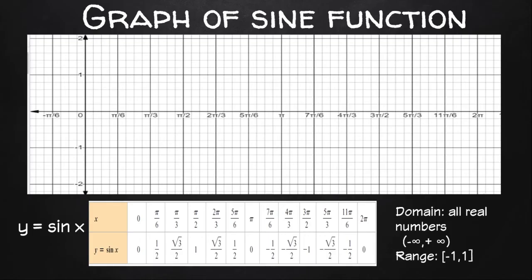Trigonometric functions can be graphed on a rectangular coordinate system by plotting the points whose coordinates belong to a function. So we begin with the graph of a sine function, that is y is equal to sine x. And we have here also the points, where x is from 0 to 2 pi with corresponding values of y. So now let's try to plot the points on the graph, and then let's connect the dots.